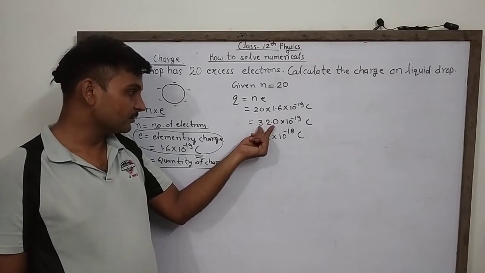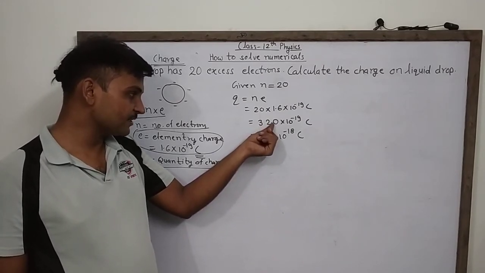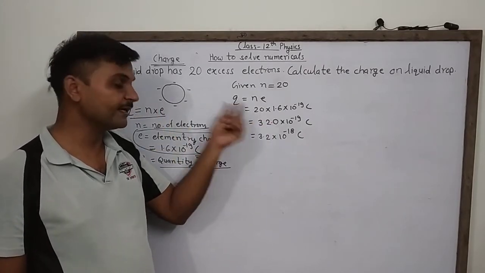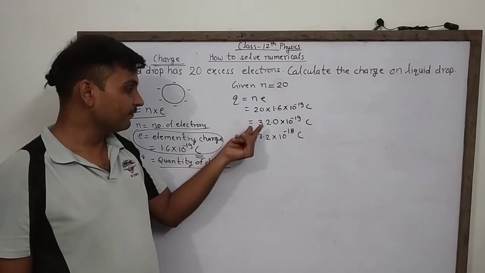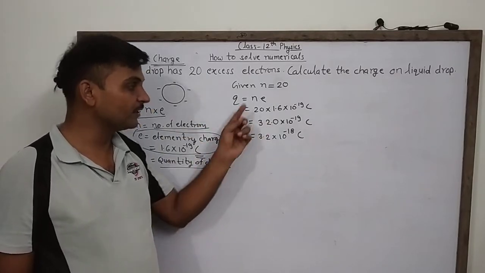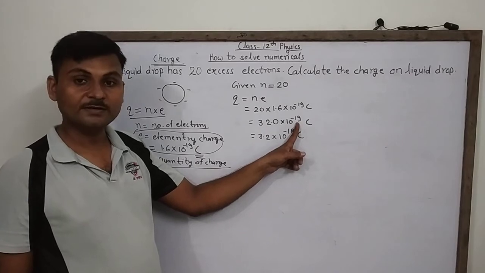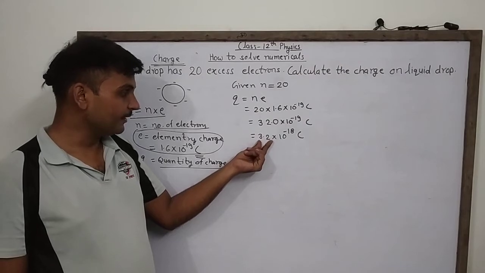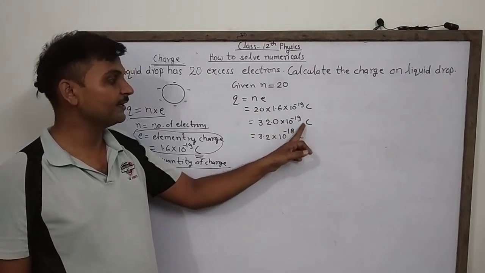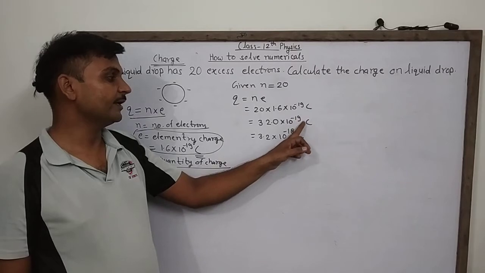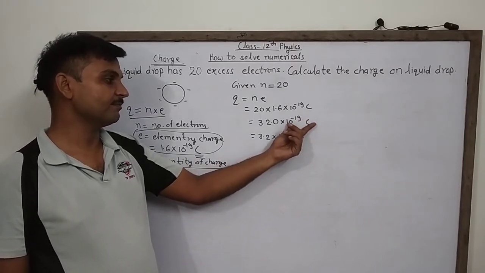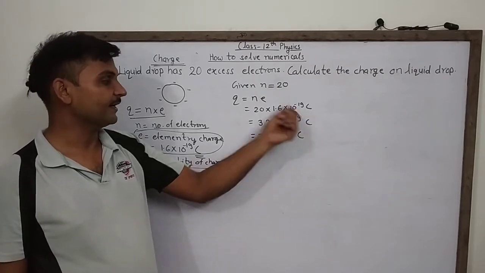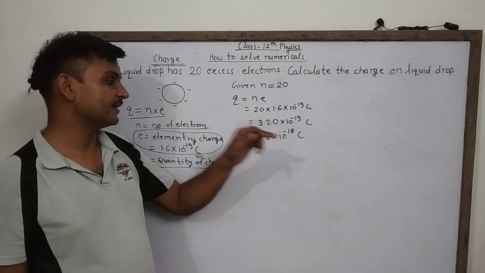If the decimal is transferred to the left side by one place, then we divide this value by 10. If we divide by 10, then we also have to multiply by 10. If we divide by 10, we find 3.2, and then we multiply by 10 power 1. You know that on the same base in multiplication, powers are added. So minus 19 plus 1 gives minus 18 coulomb.